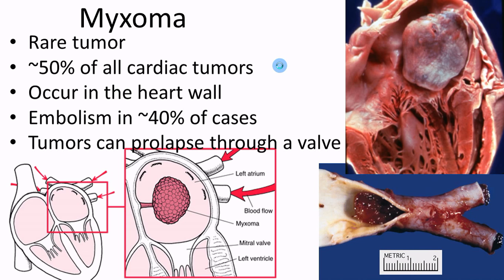So it's rare to actually get a tumor because you have to turn on all the genes to replicate in that situation and make this tumor. But about 50% of all the cardiac tumors are actually myxomas. Roughly the other half are actually metastasized from somewhere else in the body, but these are a genuine heart tumor.